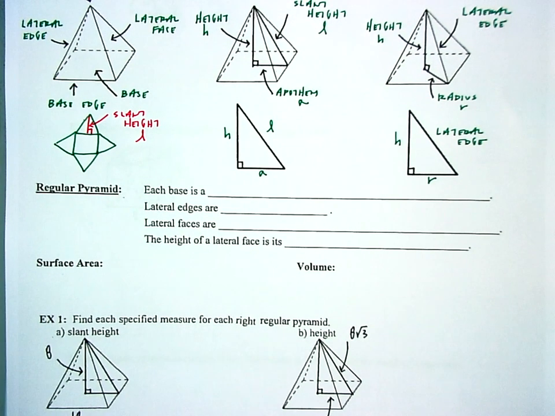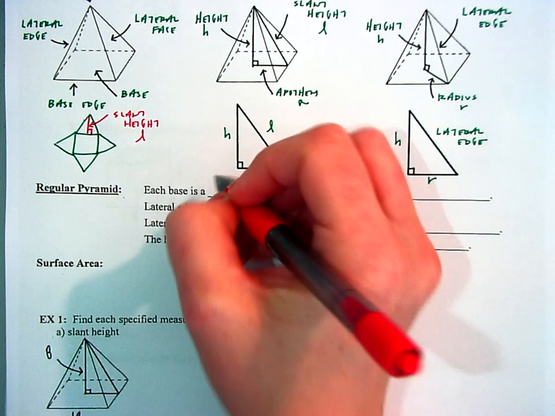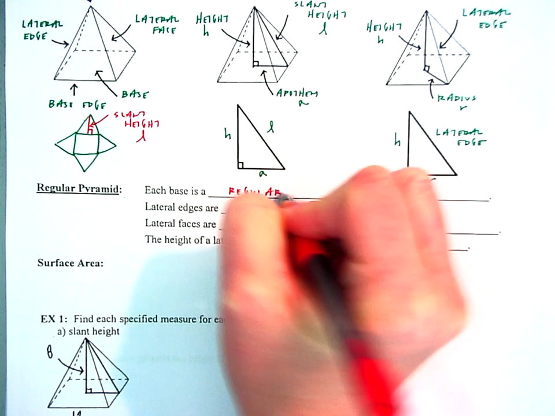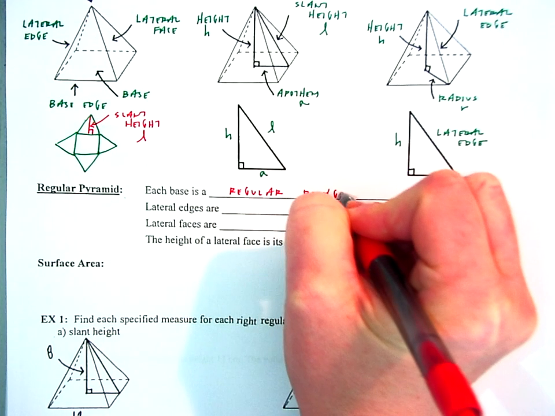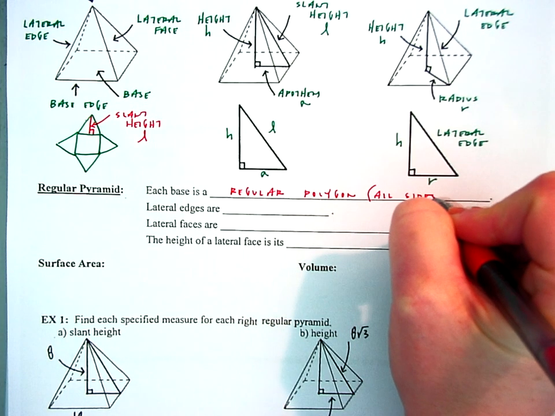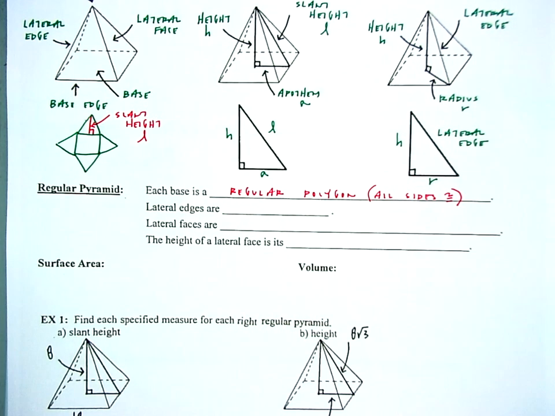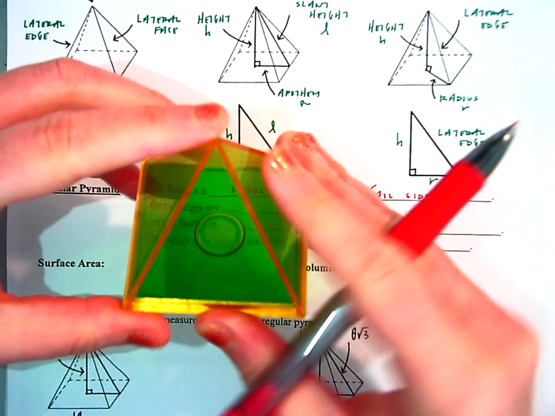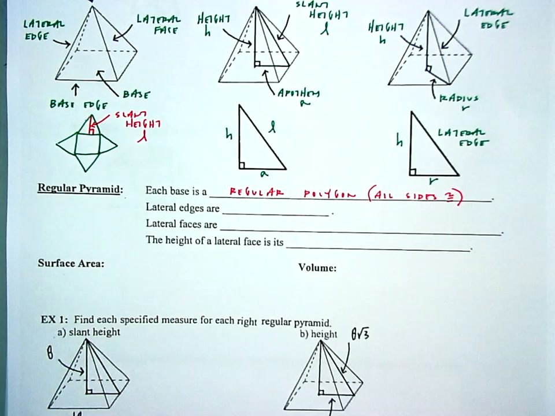A little bit more. So when we have a regular pyramid, each base is a regular polygon. So that just means that all of the sides have to be perfectly congruent. So each base is a regular polygon. So all of the sides are congruent. Okay, the lateral edges, so if I go back to my model, my lateral edges here, here, here, they would all be congruent as well.